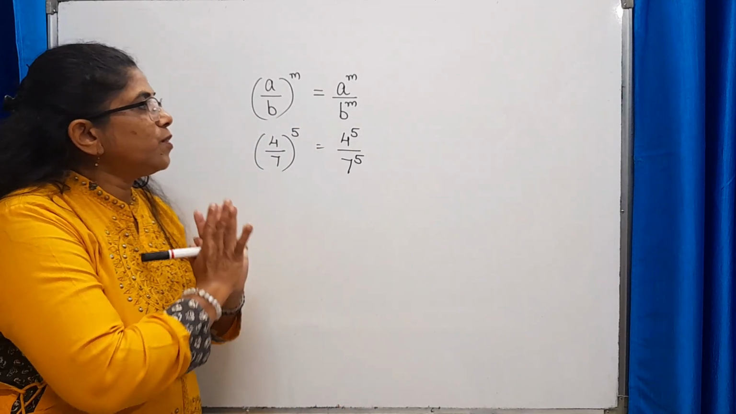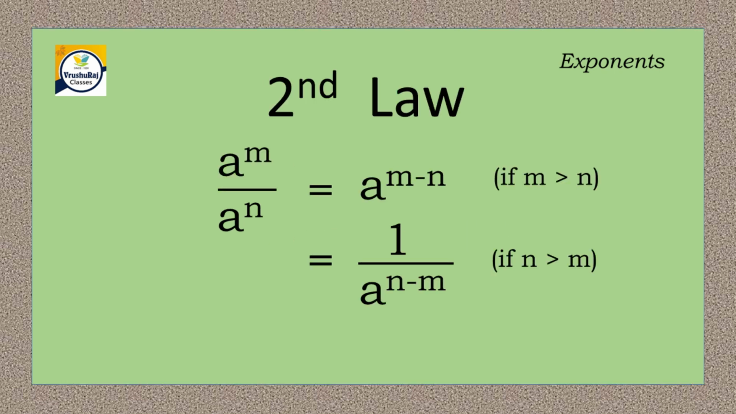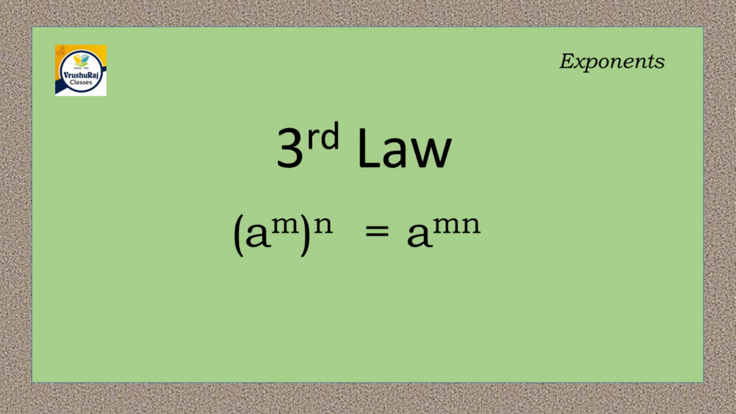Okay, now we have studied 5 laws of exponent. Our first law, a to the power of m into a to the power of n is equal to a to the power of m plus n. Second law, a to the power of m upon a to the power of n is equal to a to the power of m minus n if m is greater than n, and it is equal to 1 upon a to the power of n minus m if n is greater than m. Third law is a to the power of m to the power of n, which is equal to a to the power of mn.